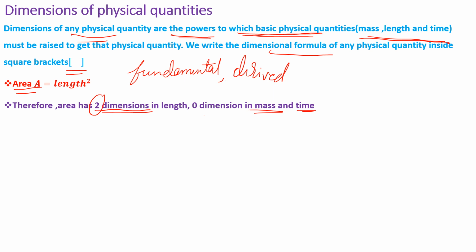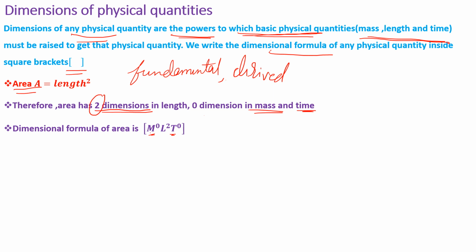Then how to write the dimensional formula? The dimensional formula of area is written as M to the power 0, L to the power 2 and T to the power 0. That means no need to raise the power of mass and time. That is why I have written to the power 0, and L square. We have to raise the power of length to 2 to obtain the area. That is the meaning of dimensions of a physical quantity.